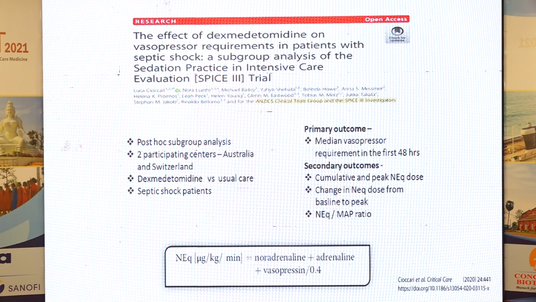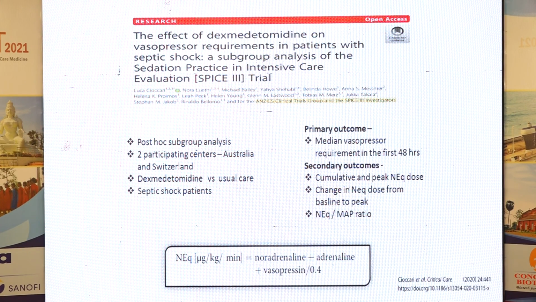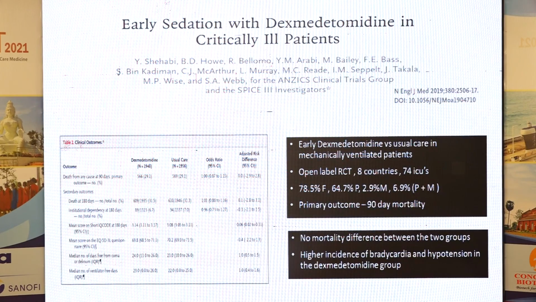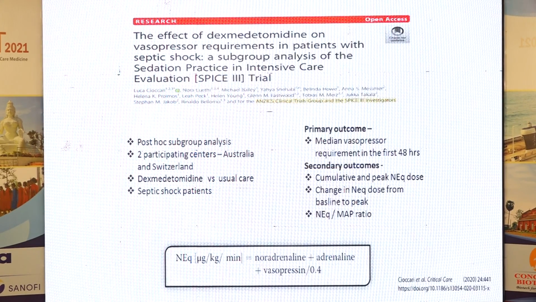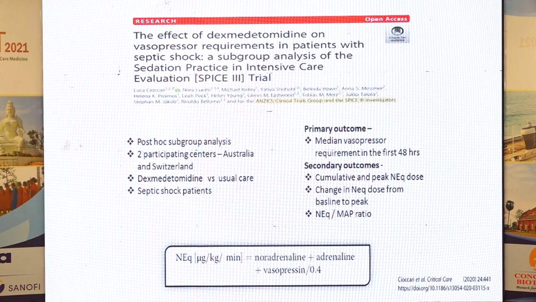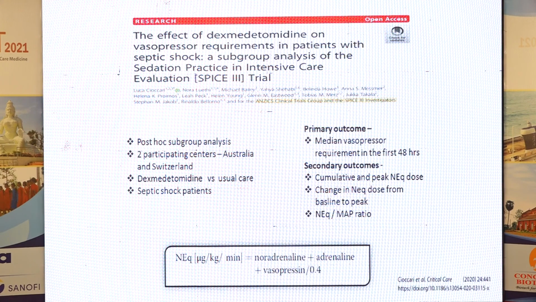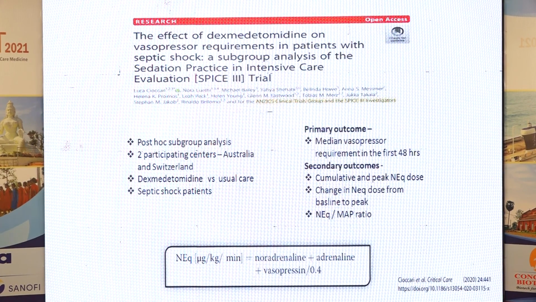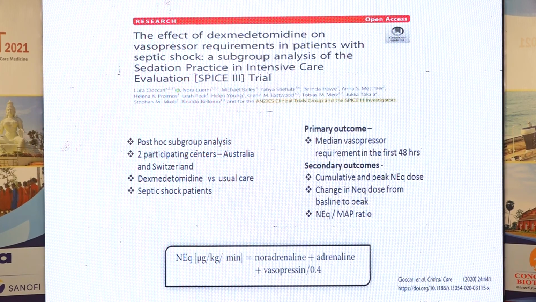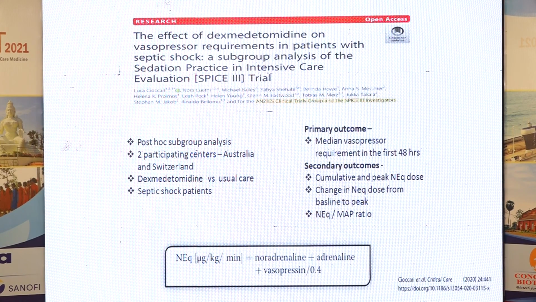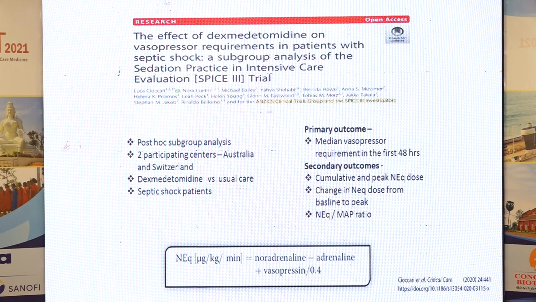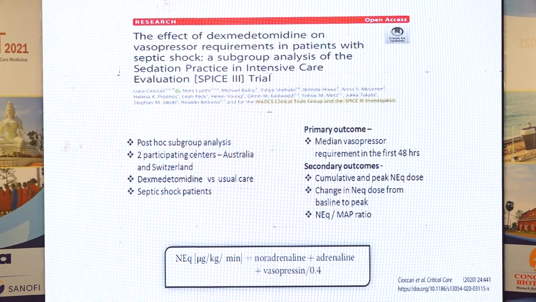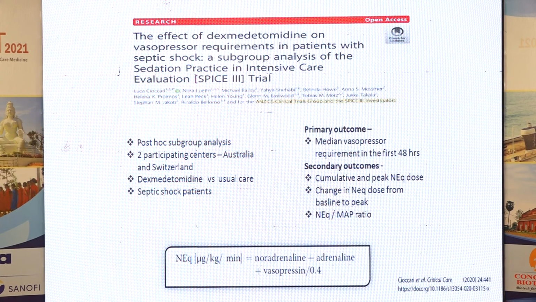Now, as I said, only two centers. Initially, there were about 74 ICUs, but here they took patients only from two centers, and primarily they tried to look at the median vasopressor requirements in the first 48 hours. So they tried to look at how much dose of vasopressor, total whatever vasopressor was required in the first 48 hours. Secondary outcomes were, what was the cumulative and the peak norepinephrine dose? Did the norepinephrine dose change from the baseline?